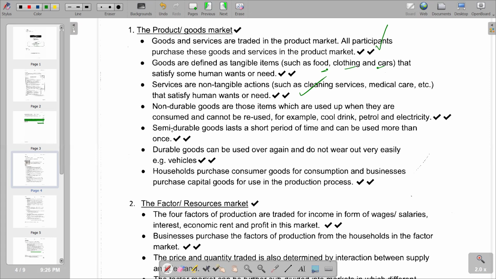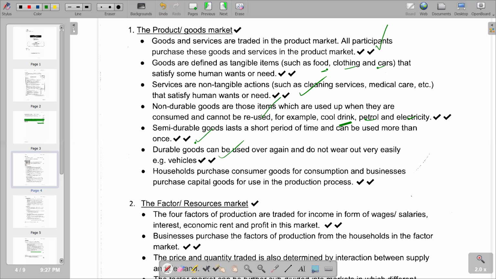We also have non-durable goods, semi-durable goods and durable goods. That is the other classification. Non-durable goods are items which are used up when they are consumed and cannot be reused, for example a cold drink, petrol and electricity. Semi-durable goods last a short period of time and can be used more than once. Durable goods do not wear out easily, for example a vehicle. Obviously, all those non-current assets or fixed assets are part of durable goods.